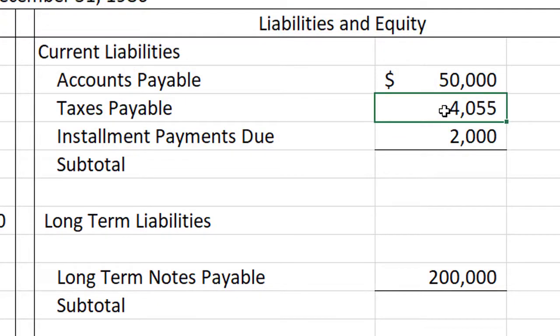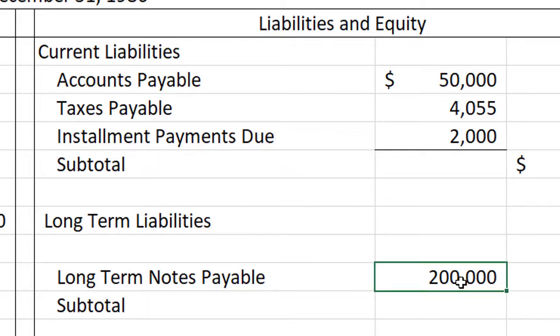The next category is installment payments due. So this would be the immediate payment due on a long-term loan. So you might have a long-term loan on your property or something like that. And so you've got to pay some portion of that immediately. And these all total up to $56,000. And of course it is dollars.